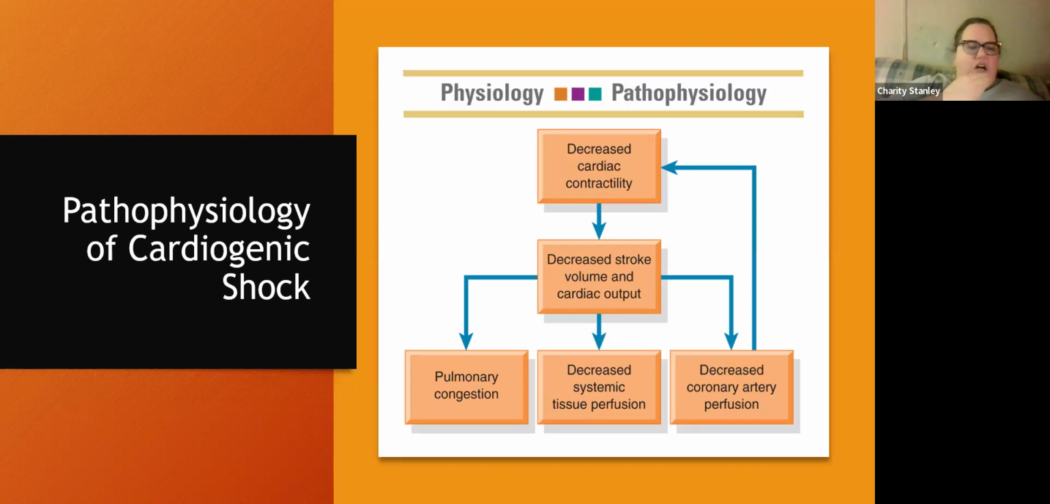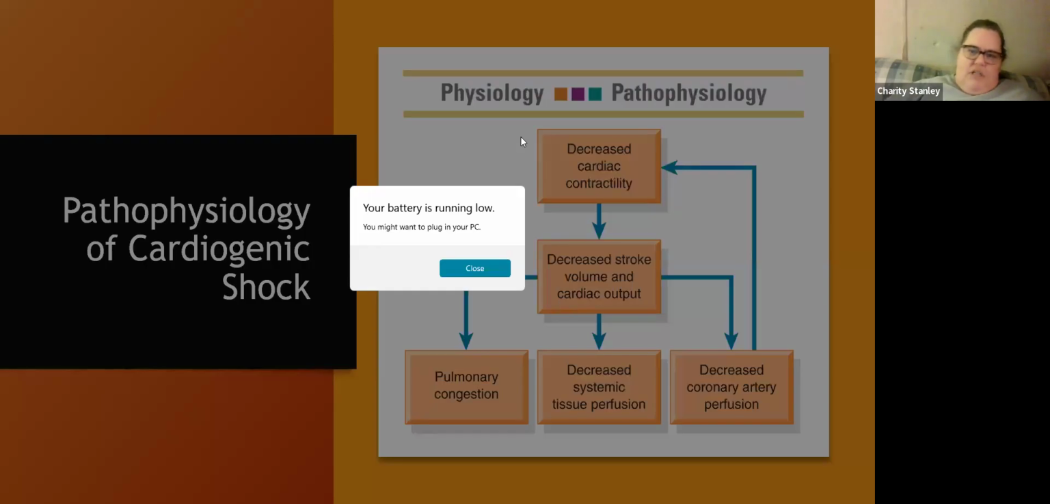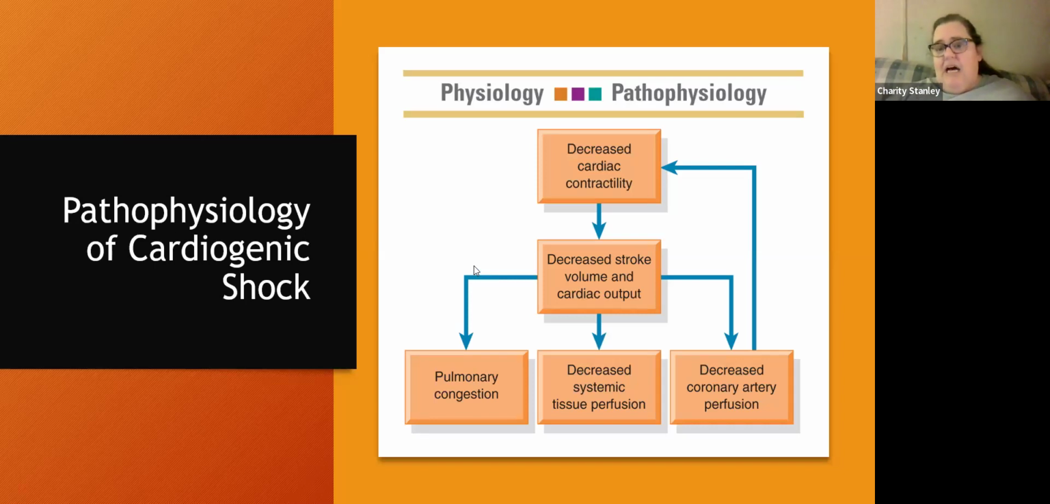Okay, so now we're talking about if that first domino is a heart problem. That's going to be cardiogenic shock. So something has happened to my heart that it's not pumping appropriately. Since it's not pumping appropriately, my cardiac contractility, for whatever reason, is not pumping right. Could be cardiomyopathy, it could be cardiac tamponade, it could be an MI.